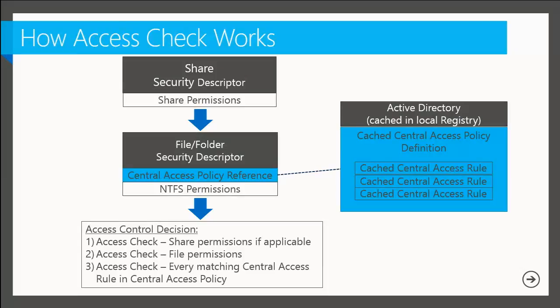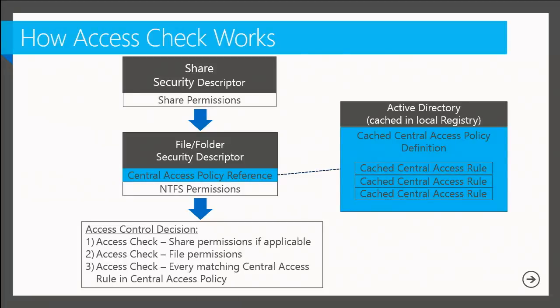Now, how does that actually work? First of all, you look at the share security descriptor, to determine should you have access to the share based on the share's security. Then we'll look at the file or folder's security. If the file does not inherit the permissions from the folder, then it has file, otherwise we'll look at the folder. First thing we'll do is look at the central access policy.